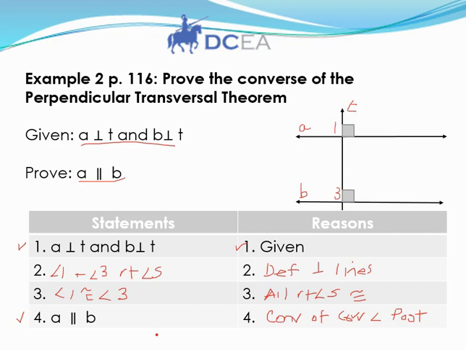Usually when you have right angles, you will prove either 90 degrees or you will prove congruency right after.